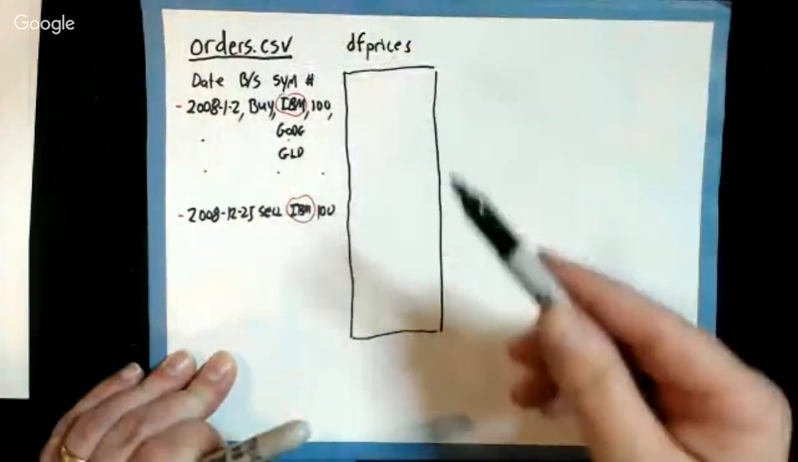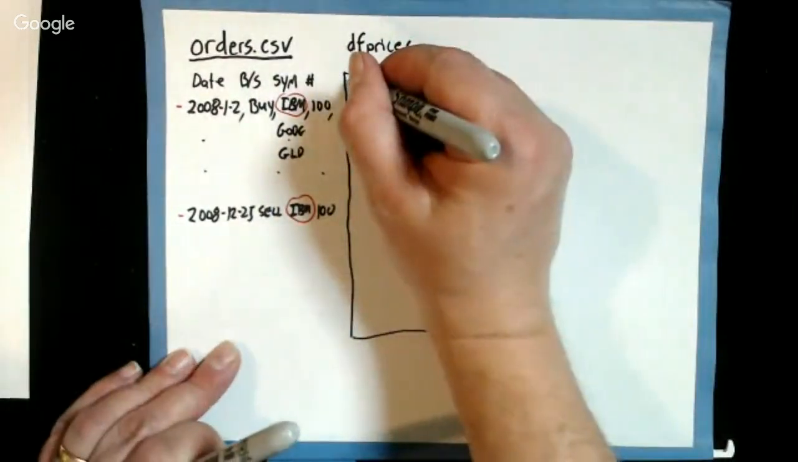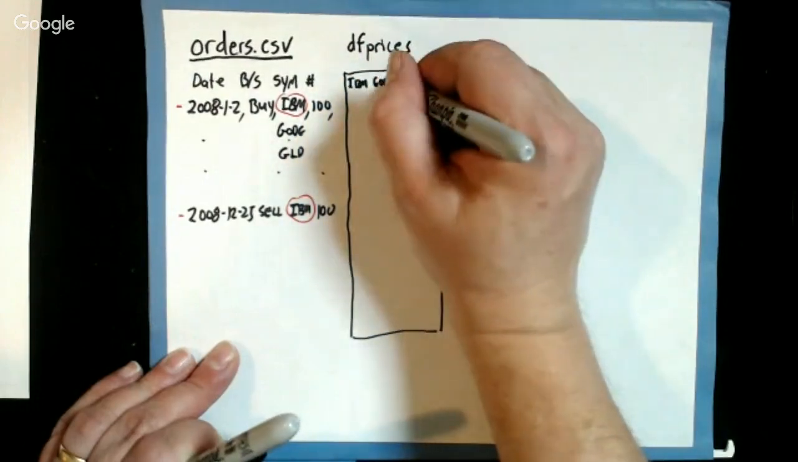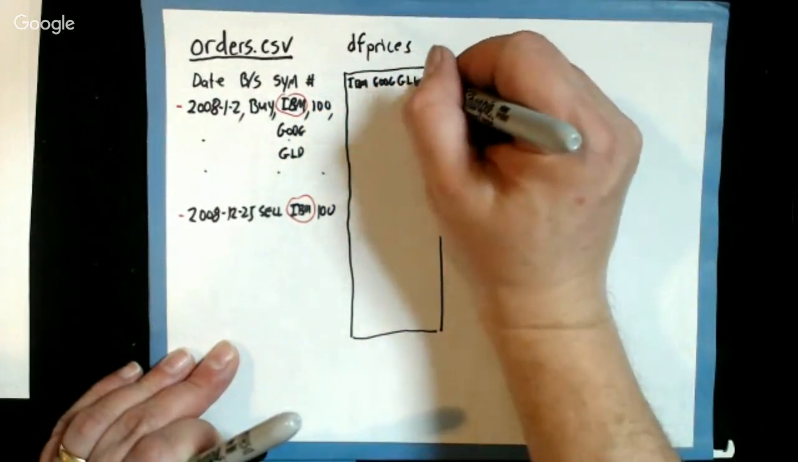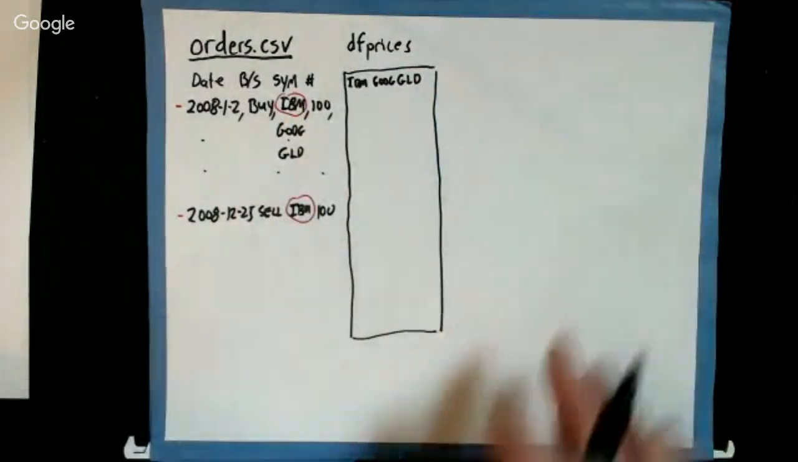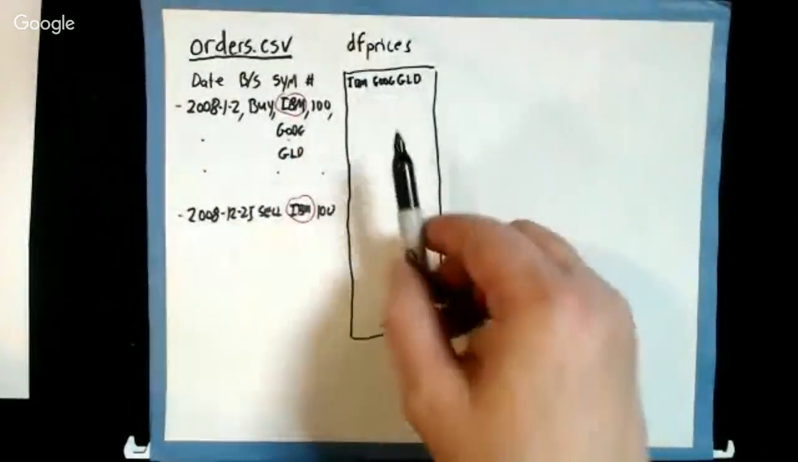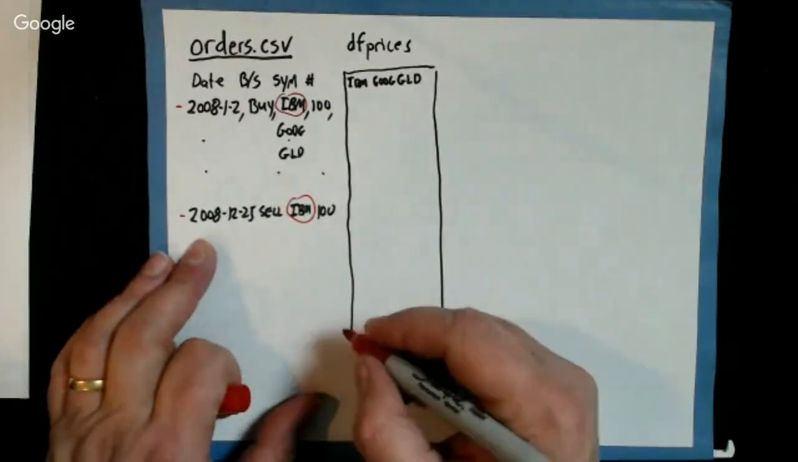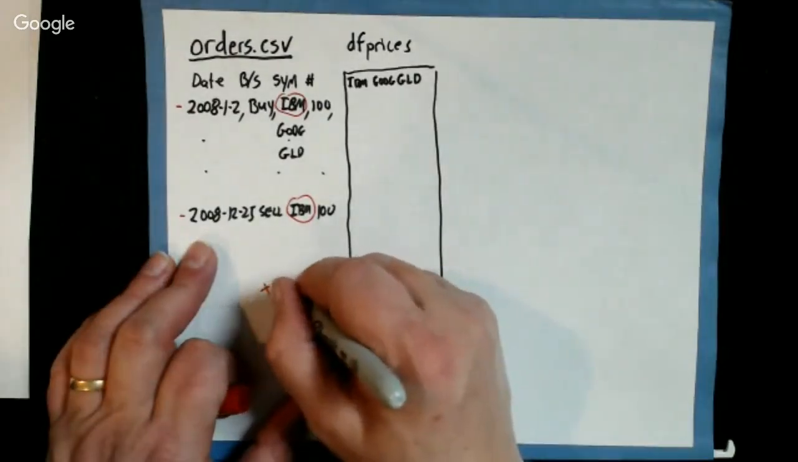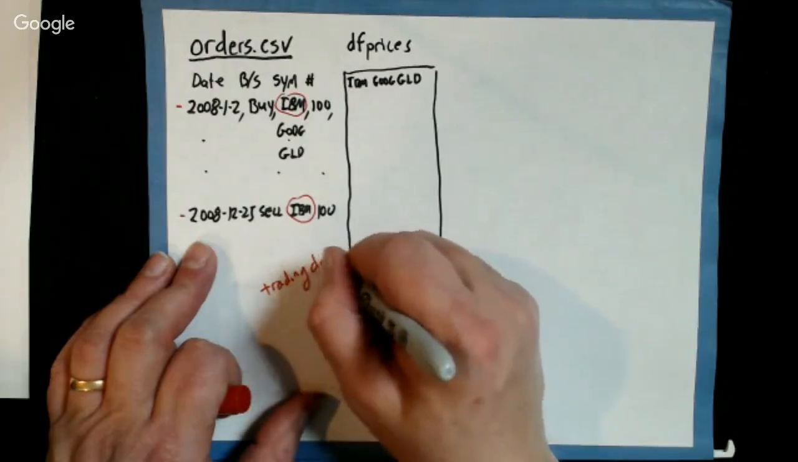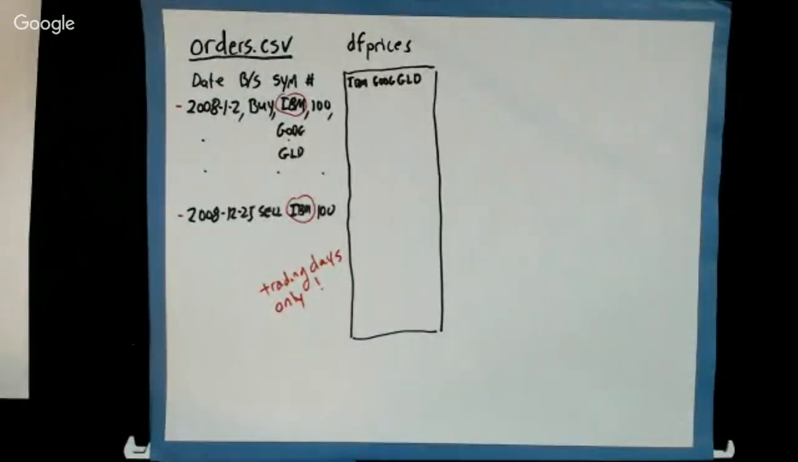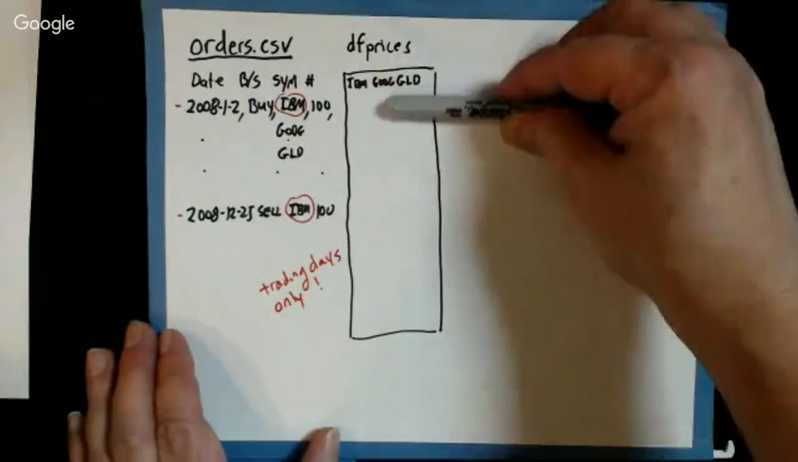Okay, so after we scan this orders file, we know we've got IBM, Google, GLD, and that's it for now. Okay, so we know start date, end date. We know our symbols. You can use get data to read that in. It's very important that you read trading days only. And we've gone over how to do that, so you know how to do that. So we read in our prices.